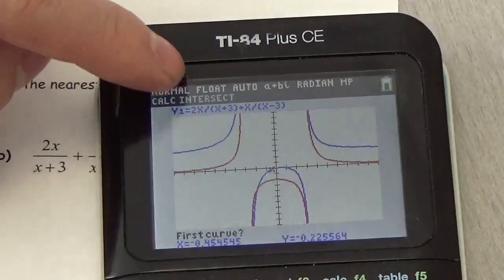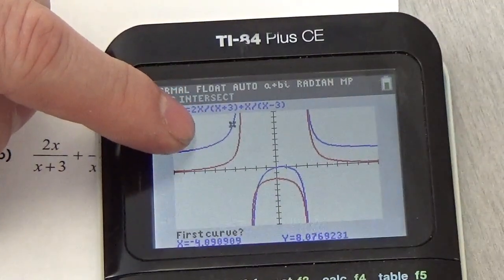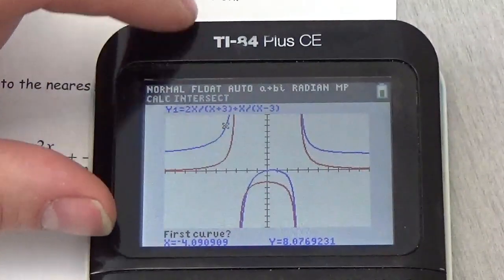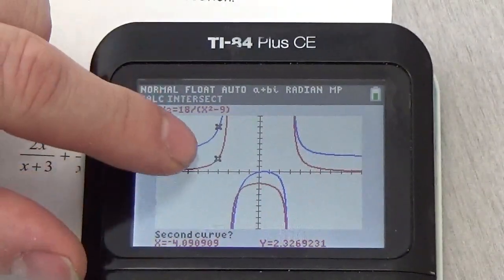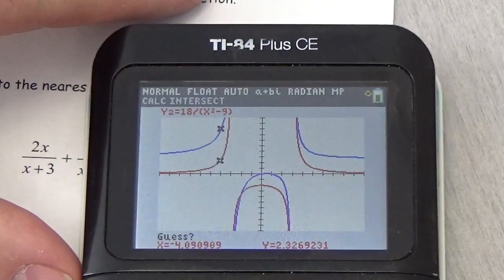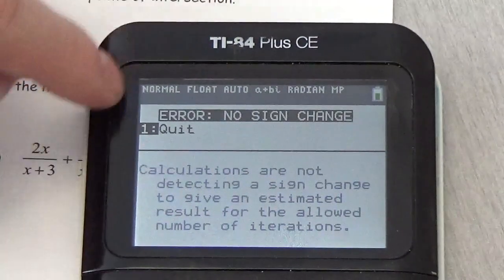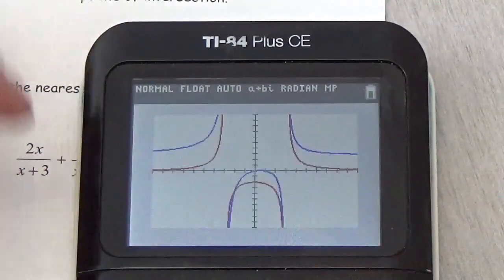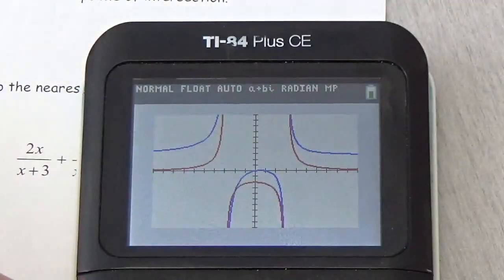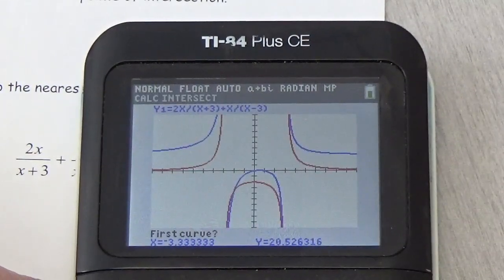I'm going to move the cursor over. I want the cursor to be over here a little bit. Okay, so I can see the cursor right there. I'm hoping that it's going to jump up here and find something. So I'm going to press enter. It jumped to the next curve. I'm going to press enter. Calculator's thinking, okay, no sign change. So now what that tells me is that, whoops, on this side of that asymptote, there is no point of intersection.